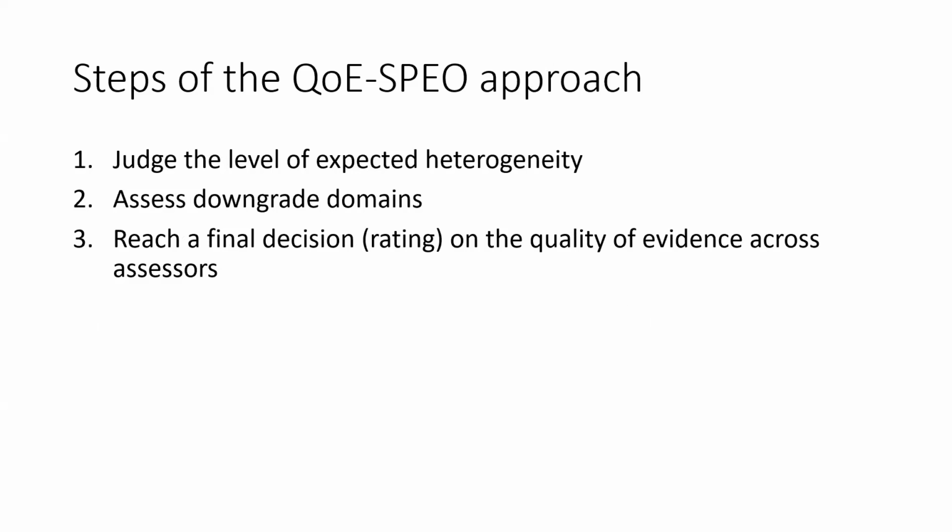Let me quickly introduce the 3 steps of QSPO. First of all, an assessor is asked to judge the level of expected heterogeneity, and I will show on the next slide how. Then each individual assessor assesses along downgrading domains. And then the assessments of individual assessors are brought together to arrive jointly at a final decision, a final rating on the certainty of evidence across all involved assessors.